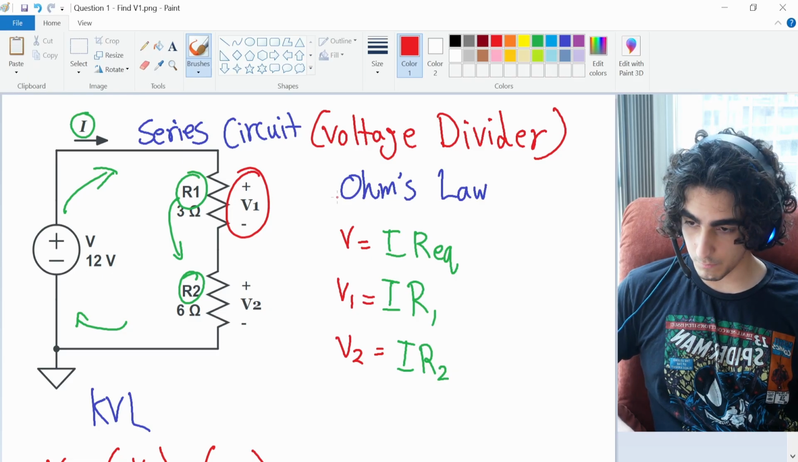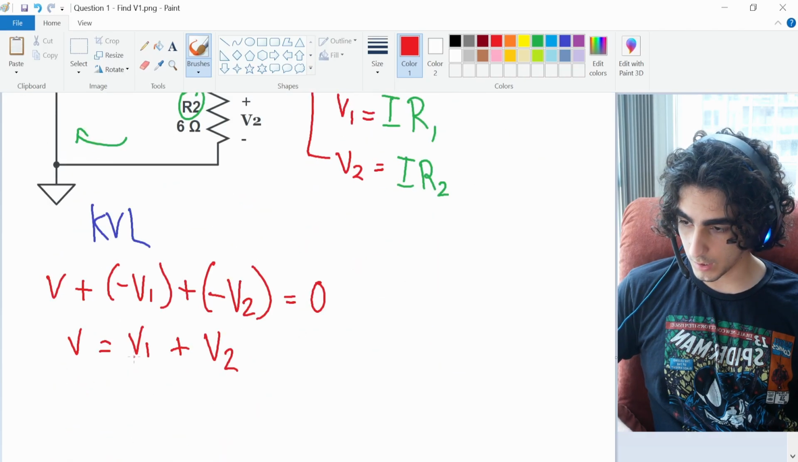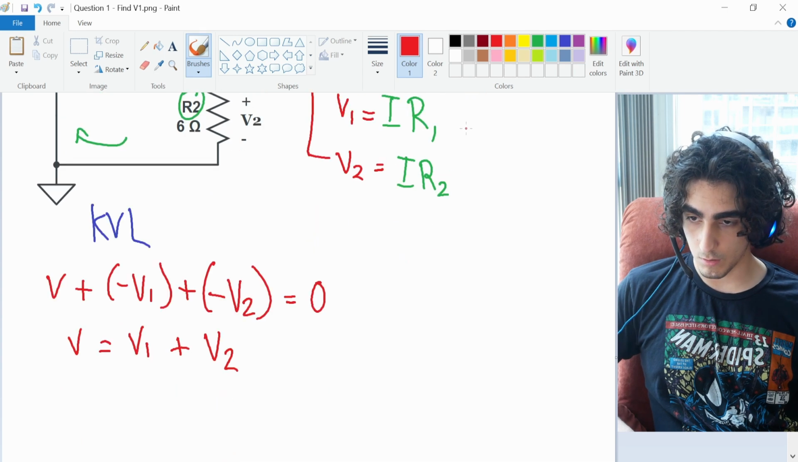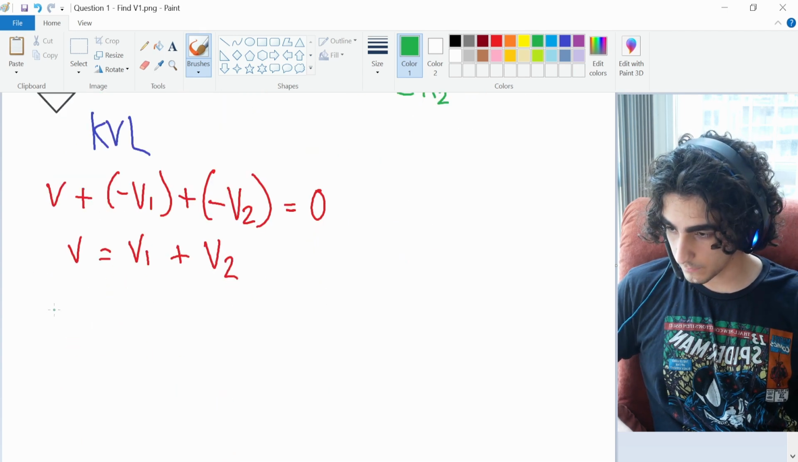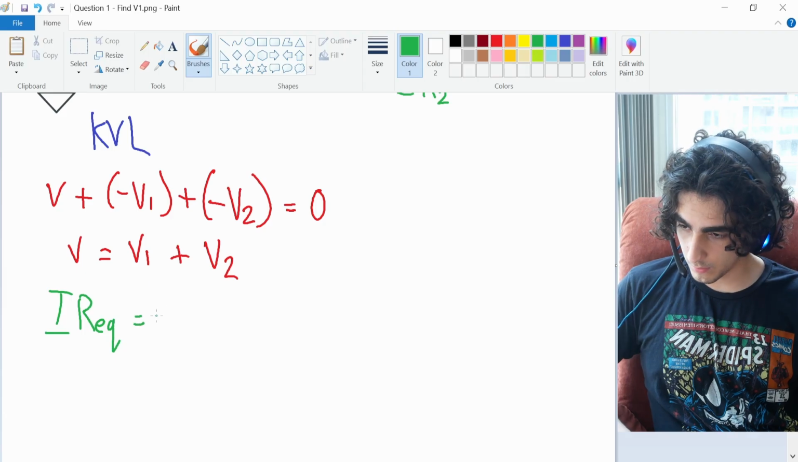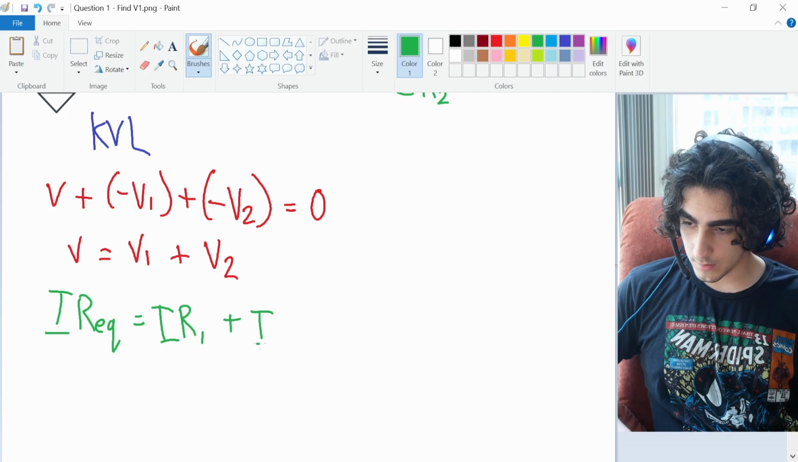So let's actually plug this in. If you pay attention, we have all these voltages, all their values here. We have them right here that we can plug in. So we know that V is equal to current times equivalent resistance. So let's write that down. I times equivalent resistance, and that is equal to I R1, and then plus I times resistor 2.